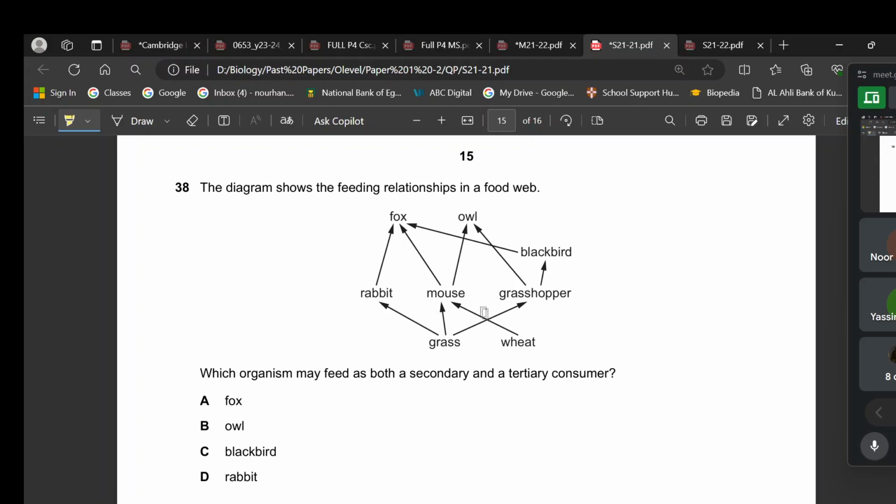Which organism feeds as secondary and tertiary consumer? In order to be secondary and tertiary, it must have two arrows. Is it the fox? Let's check. If we move in this food chain, the fox is a secondary consumer. If we move in this food chain, still a secondary consumer. Then in the other chain: producer, primary consumer, secondary consumer, tertiary consumer. So yes, it is the fox. Here the owl is secondary and here it is secondary. The mouse is primary and primary.